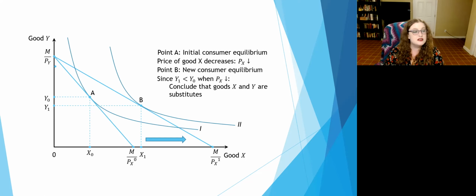If Y0 did not reduce, or instead our Y1 ended up increasing, so maybe we go from point A to maybe right here where my cursor is. Maybe this was where our new indifference curve was. Well, if our new indifference curve was here and we increased both X0 to X1 and Y0 to Y1, they both increased, not by an extreme amount, but they both increased, then they would instead be complements. They were things that we were trying to consume together.